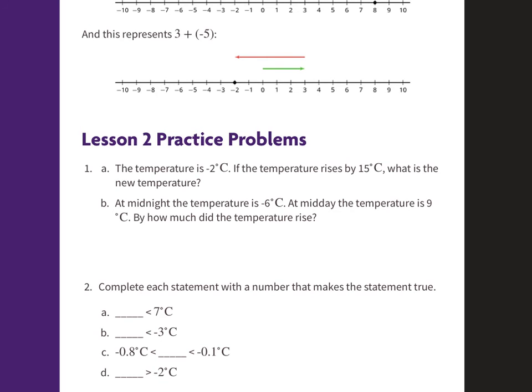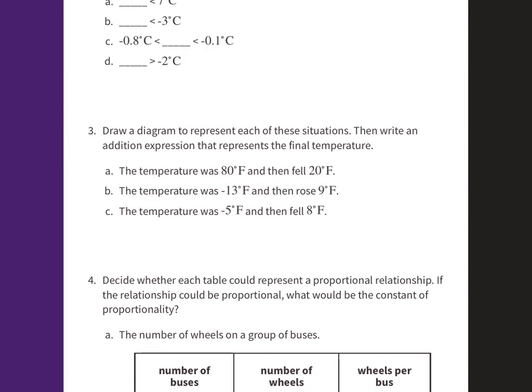And letter B, at midnight the temperature is negative 6, and midday the temperature is 9 degrees. By how much did the temperature rise? So how far is it from negative 6 up to positive 9? Okay? And then number 3 as well. It says draw a diagram to represent each of these situations. And then write an addition equation. In Canvas, we just want to know what the answer is.